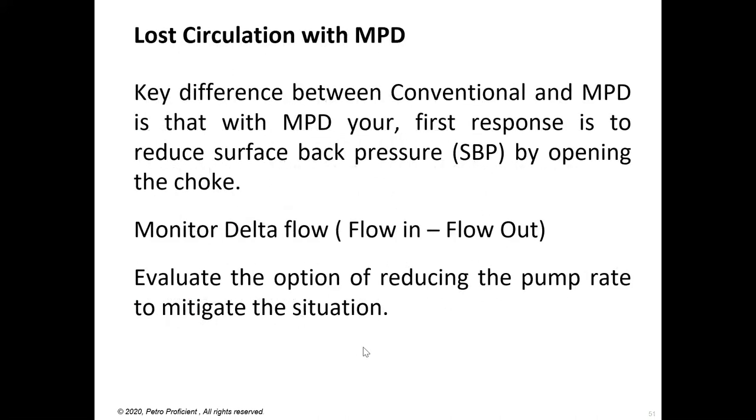The next contingency or emergency procedure is loss of circulation with MPD. The key difference from conventional drilling is that in MPD your first response is to reduce surface back pressure by opening the choke and make sure that your delta flow in and delta flow out are equal. In conventional drilling, the option you have is to reduce the circulating rate, and by reducing the pump rate, you reduce the friction pressure loss in the annulus. Here you have more options. You can mainly reduce the surface back pressure, but you can also reduce your pump rate, to see if you can mitigate these losses without further corrective action or pumping of lost circulation material and so on.